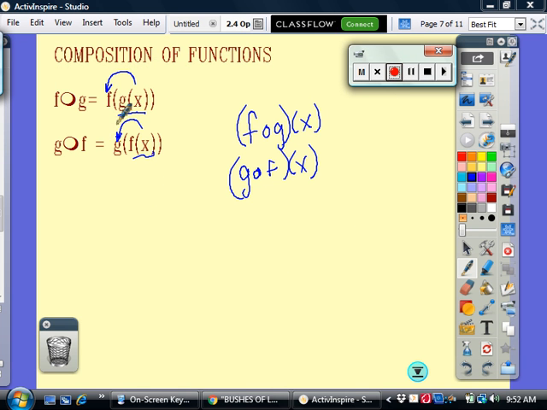Alright, so to evaluate f of g, that means to take g and evaluate the function f at g. So plug g into the variables for f. And g of f means you just go the other way. You're plugging the function f into the variables for g. Well, what does that mean?